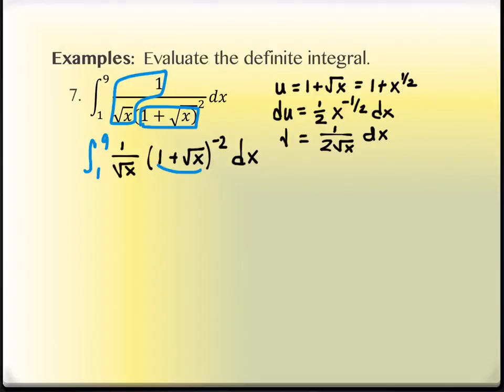So again, I don't like the 2, so what am I going to have to do with the 2? Yeah, I need to multiply it to the other side, right? So my 2 du is going to replace dx and the 1 over square root of x. So those 2 pieces are going to get replaced by du. In the middle here I have u to the negative 2. And I have my integral, and notice I do not put a 1 or a 9 on there.